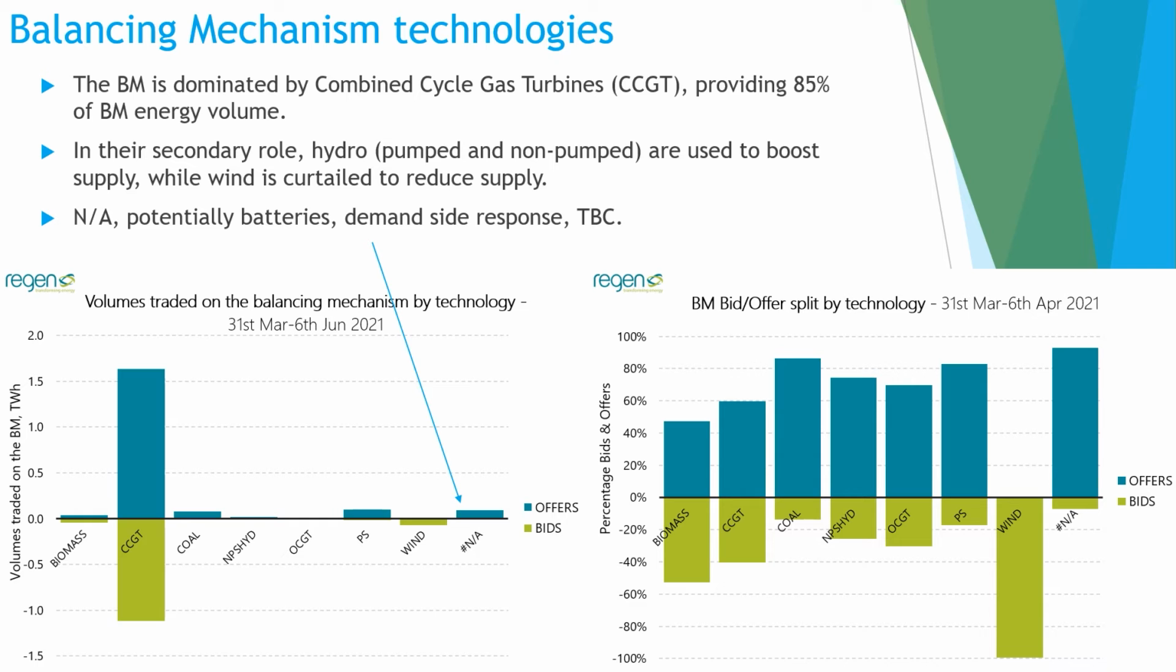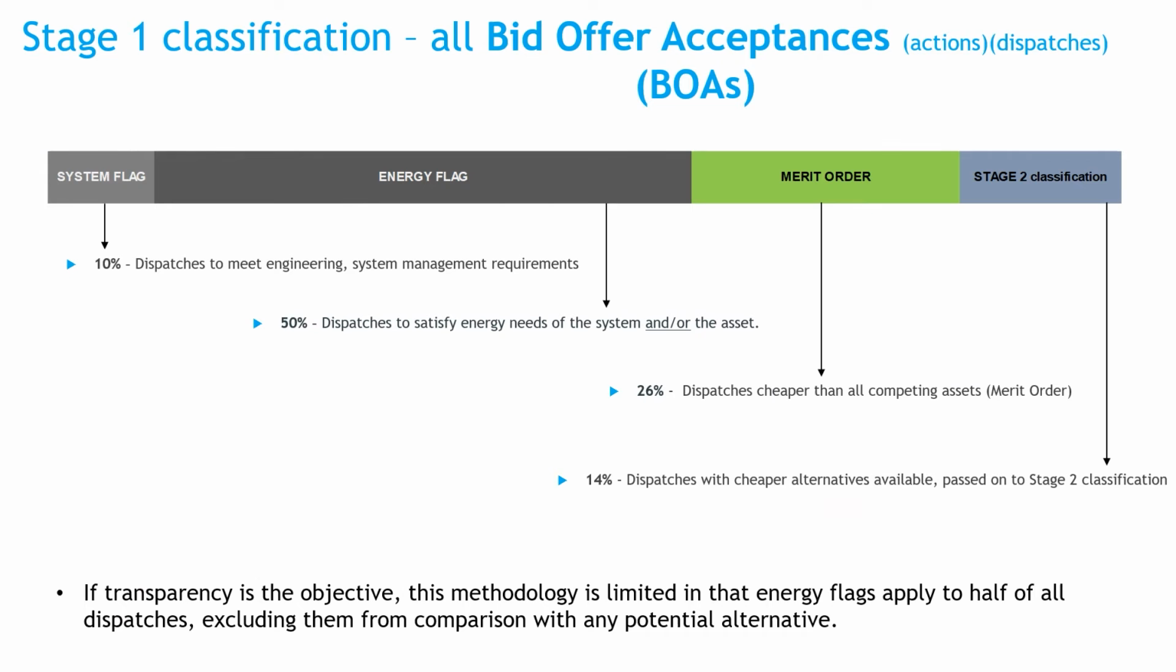So you can see from this bid offer split by technology that wind is only being used for bids, so through curtailment. And this not available section, this is that slice I mentioned before, those units on the distribution level, which we do not have any fuel type data for. So this could be batteries, demand side response, but you can't say from this data alone. So again, identifying the limitations with the data set. Moving on to look at the methodology of this data. So how is it classifying, justifying actions?